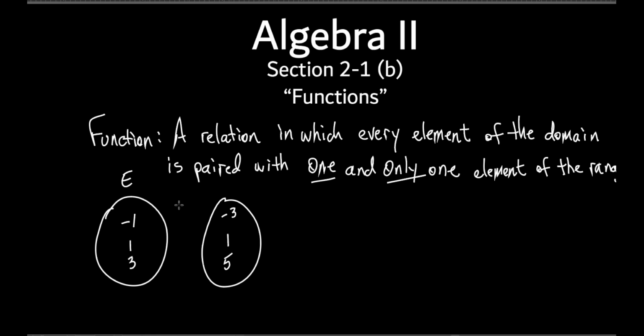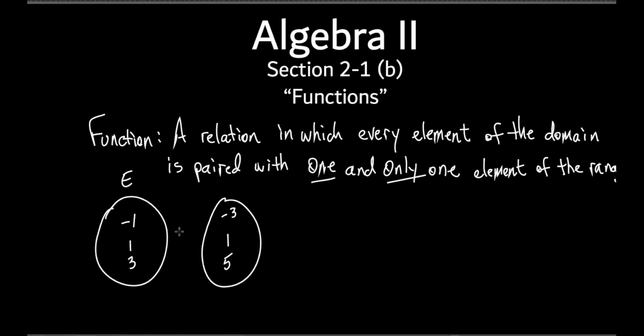You want to decide, is it a function or not? So does it fit the definition? The definition says a relation in which every element of the domain. Which one of these circles is the domain? The first one. Well, this whole thing is E. It's not just one circle; this whole thing is considered E. So every element of the domain, this is your domain right there, -1, 1, 3. What's your range then? -3, 1, 5, right.